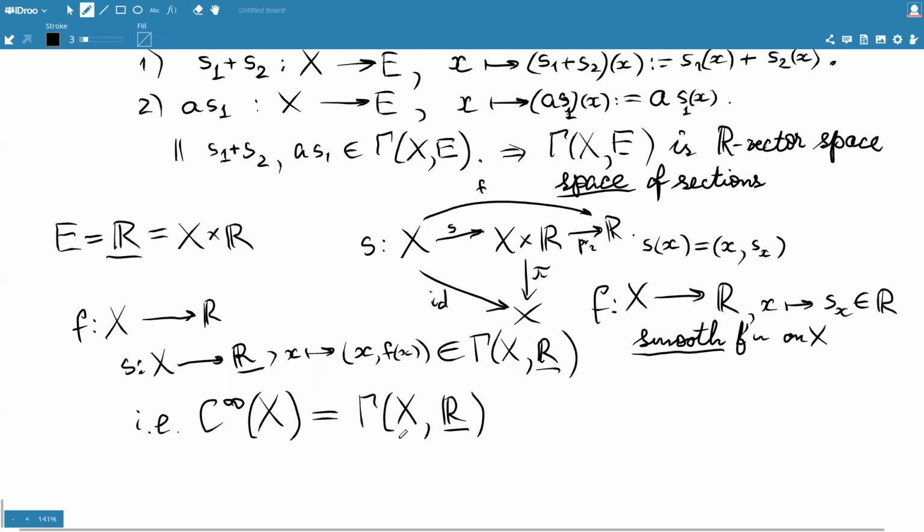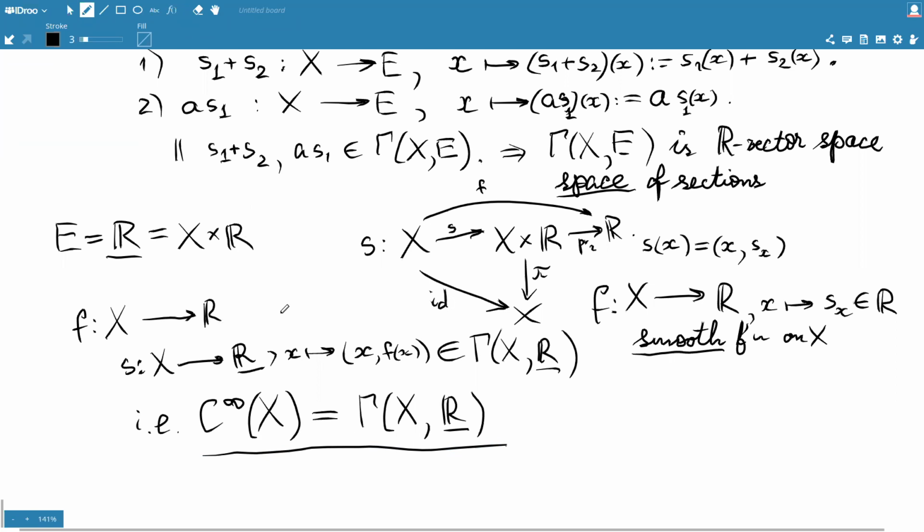So the section is nothing but the graph of the function in the direct product of X comma R. That is nothing but the graph of it. That's it. So this notation just justifies the fact that any function is uniquely denoted by its graph. That's it. Okay.